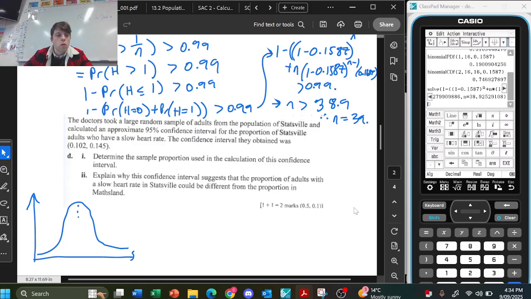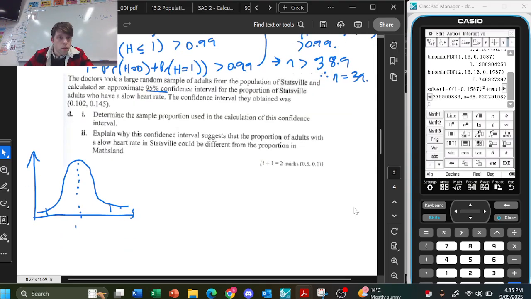And what do we know about normal distributions? Well, what we know is 95% of the data, or 95% of the area under the curve, is within 2 standard deviations of the mean. So if this here is our expected value, which is the same thing as the mean, of these sample proportions, that must be plus or minus 2 standard deviations. The area under the curve between those two values must be equal to 0.95.